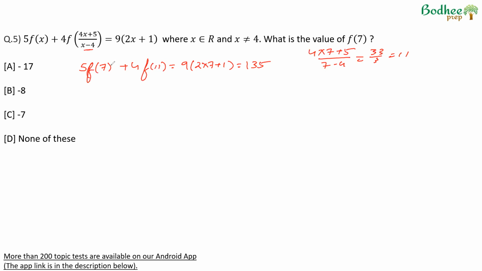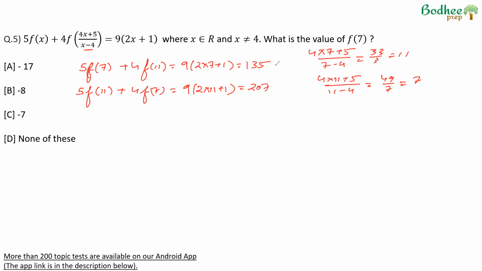Next, we want to interchange the values. So what we do is we put x as 11. 5 times of f11 plus 4 times of f of (4 into 11 plus 5) upon (11 minus 4). This will be 44 plus 5, 49 by 7, which comes out to 7. 4 times of f7 is equal to 9 times of 2 into 11 plus 1. So this is 22 plus 1, 23. 23 into 9 will be 180 plus 27, which is 207. Suppose this is equation 1, this is equation 2.